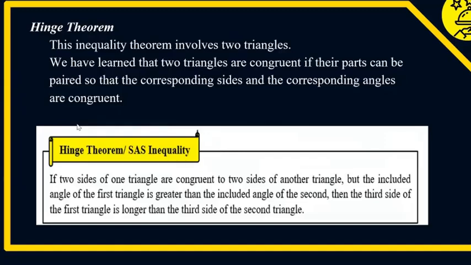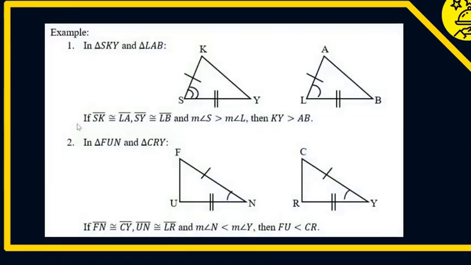If two sides of one triangle are congruent to two sides of another triangle, but the included angle of the first triangle is greater than the included angle of the second, then the third side of the first triangle is longer than the third side of the second triangle. Let us have an example to make it easier to visualize the SAS inequality.